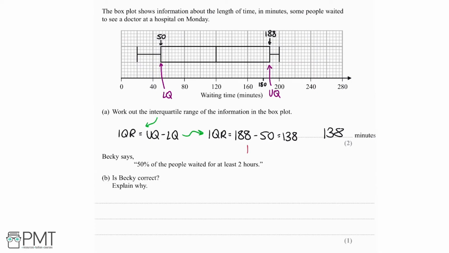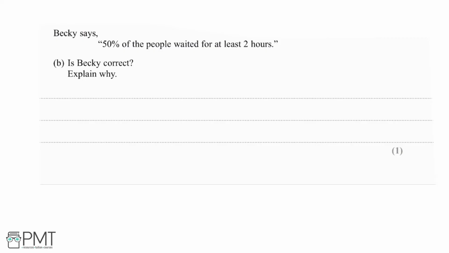So we get 1 mark here for either working out the upper quartile or the lower quartile. Then we get a second mark for working out the interquartile range itself, so getting 138. Now for part B, Becky says that 50% of people waited at least 2 hours. And is Becky correct? We need to explain why.